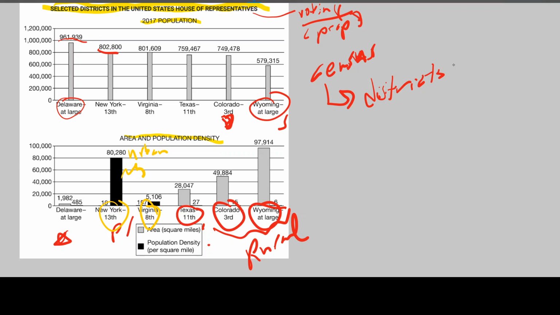Right? Because if you have an increase in population, that may mean, depending on how much you've increased, you get another representative. Or if you, for whatever reason, decrease in population, your population has dropped, then you may lose a representative.